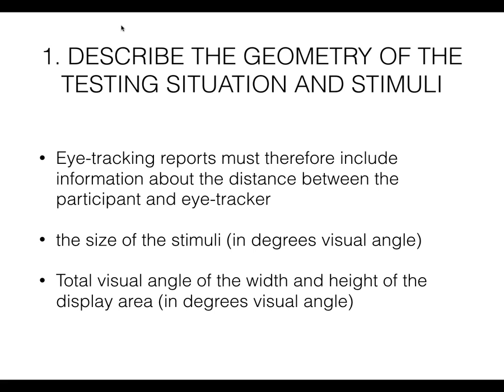So when you're doing eye tracking, you have to make sure you report information about the distance between the participant and the eye tracker. That's going to be important because we need that to calculate the degrees of visual angle. The size of the stimuli, again, you want to report in degrees of visual angle, and you'll also want to report not only the size of the stimulus, but the actual size of the display area, the actual monitor.